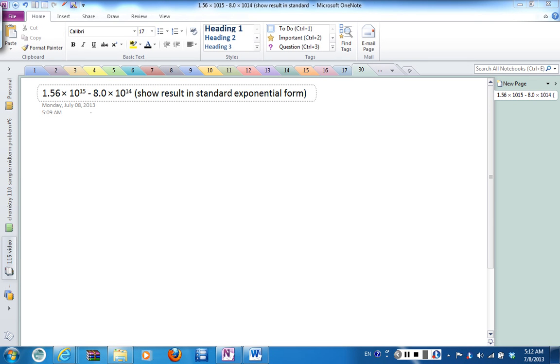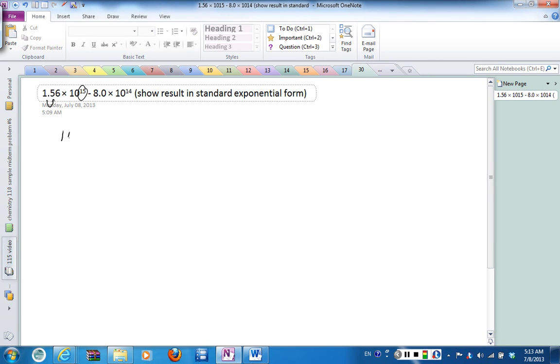1.56 times 10 to the 15th power, and 8.0 times 10 to the 14th power. What if I change the first one into the 14th to match the second one? Okay, let's do that. Subtracting 1 from 15 to make it 14 means you're going to have to move your decimal point one place right.